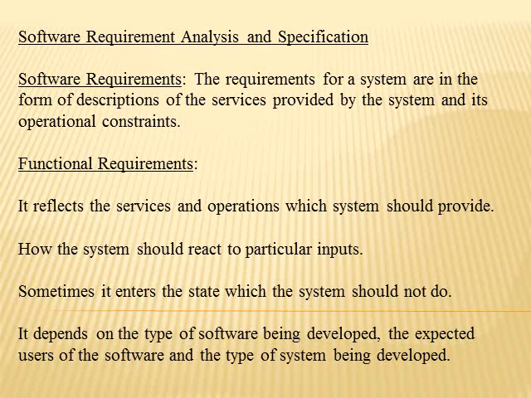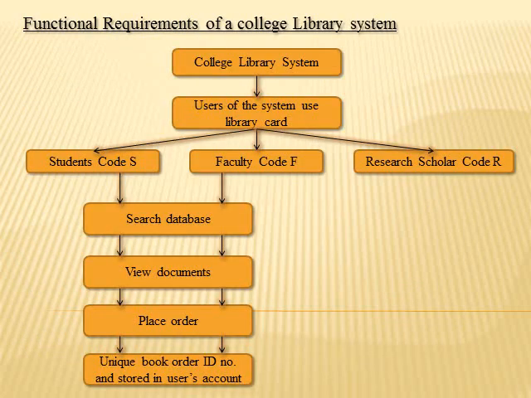Like functional requirements, how this input is going to be processed for module 1. Like this, we have to finalize it. Like a college library system, here the library record is the requirement. How is this library record going to be divided? One is the student, faculty, research scholar. By having the code, we are going to search it, and we are going to view it, and we are going to order it with the book ID. So these are the functional requirements.